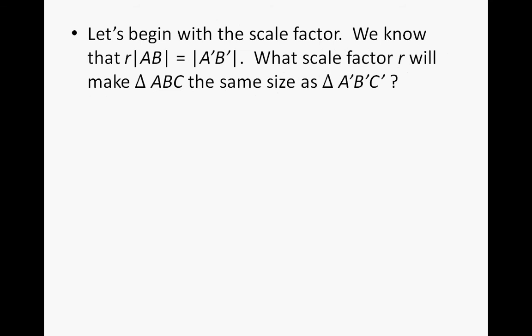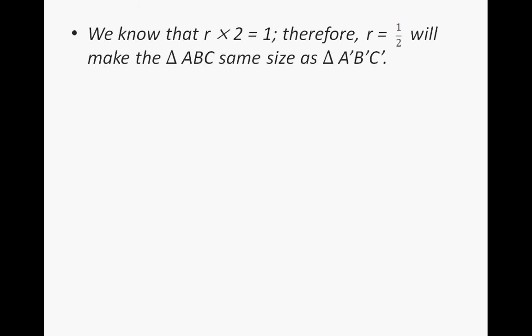So let's begin with the scale factor. We know that the scale factor times the length of AB is going to be equal to the length of A prime, B prime. So what scale factor r will make triangle ABC the same size as A prime, B prime, C prime? Well, you would notice that it is 2 to 1, so therefore the scale factor is 1/2. That will make ABC the same size as A prime, B prime, C prime.